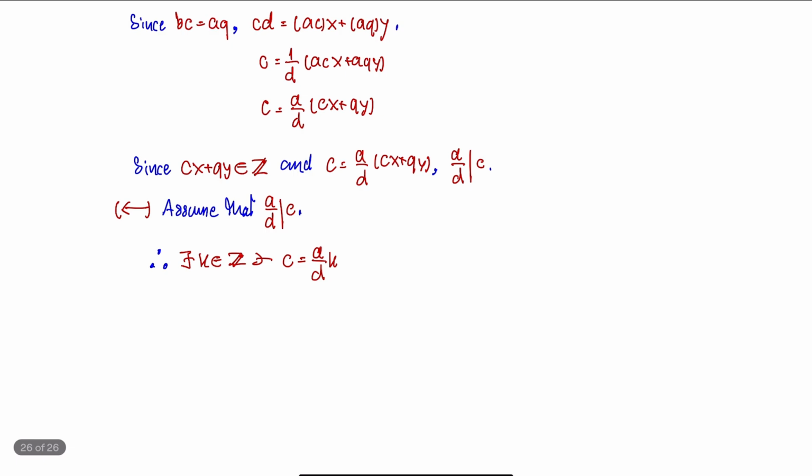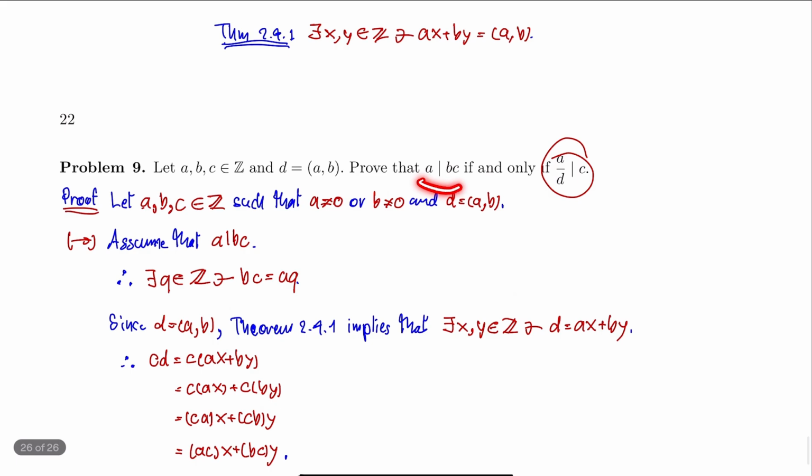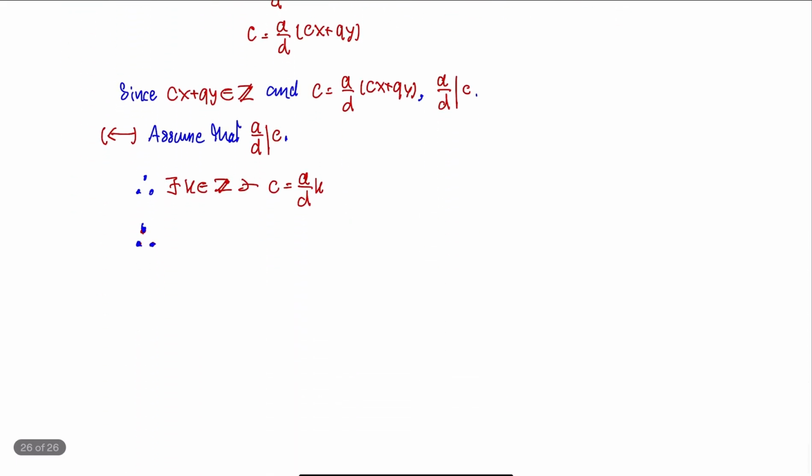Now what happened to bc? I will multiply by b on both sides. The reason I do this is because I want to show that a divides bc. Let's try to write bc. So bc becomes b times a over d times k, which is a times b over d times k.